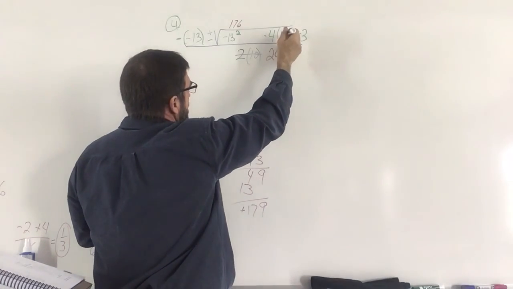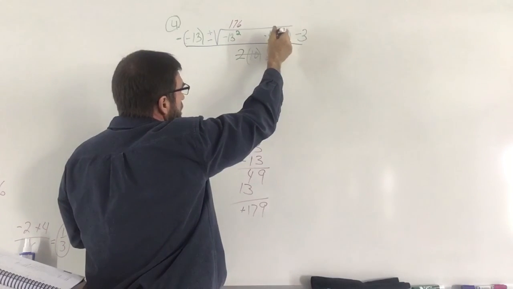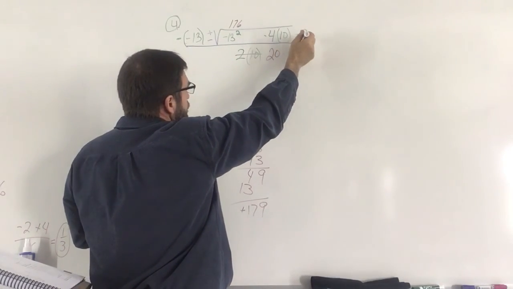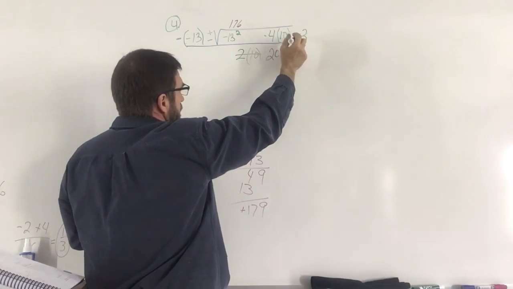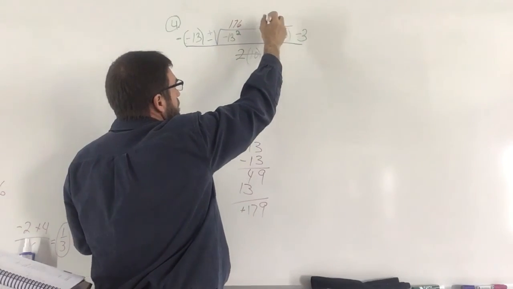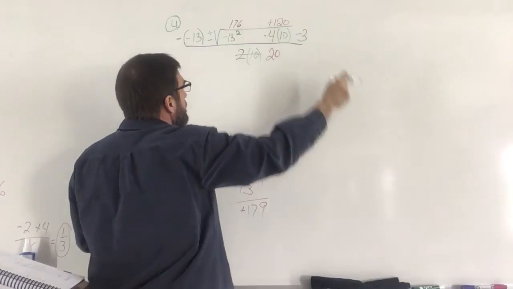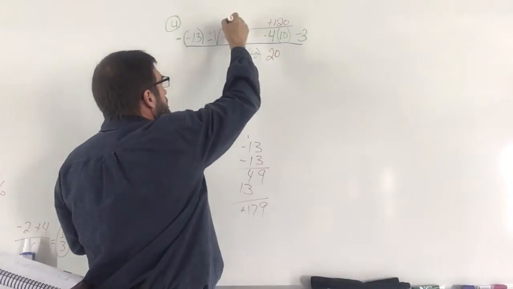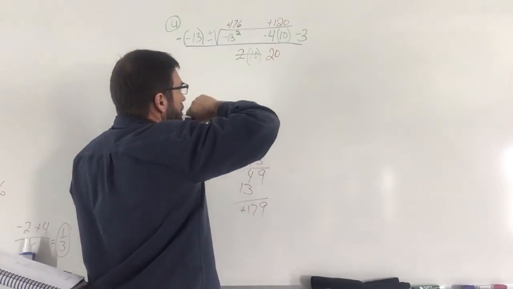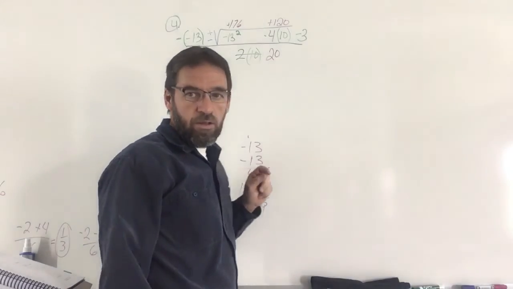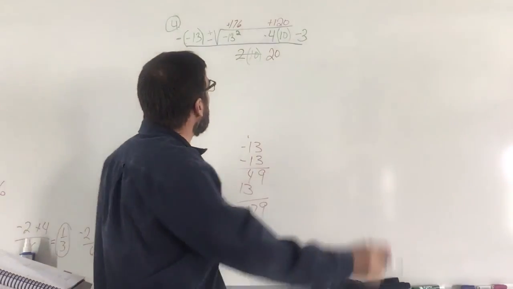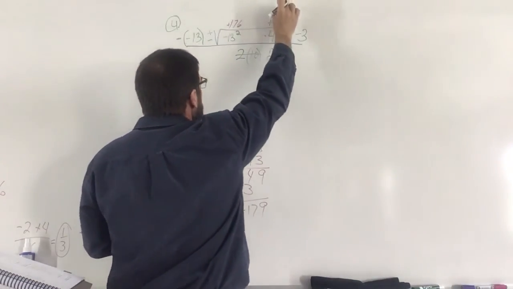Now let's go here. 4 times 10 is 40, times 3 is 120. Here we had a negative, so it's going to be a positive. It's going to be a positive 120. And we had a positive answer here. Yeah, we should be able to add those together. 176 and 120.